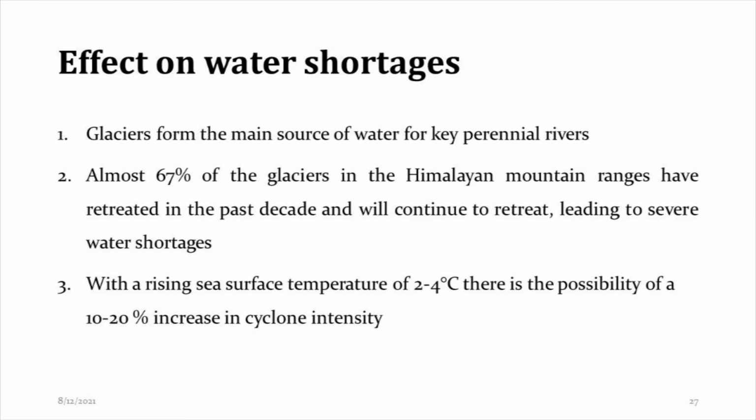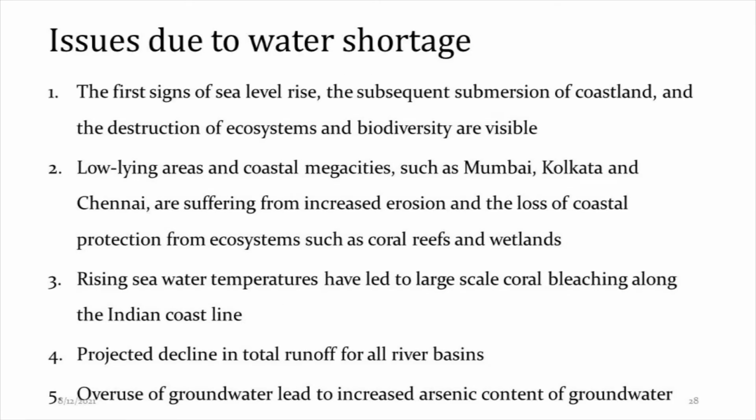Effect on water shortages. Glaciers form the main source of water for key perennial rivers. Almost 67% of the glaciers in the Himalayan mountain ranges have retreated in the past decade and will continue to retreat, leading to water shortages. With a rising sea surface temperature of 2 to 4 degrees Celsius, there is the possibility of a 10 to 20% increase in cyclone intensity. So, what are the issues due to water shortage?